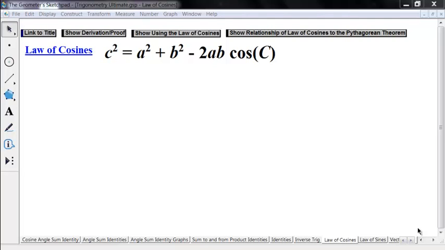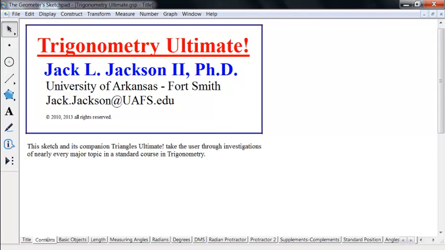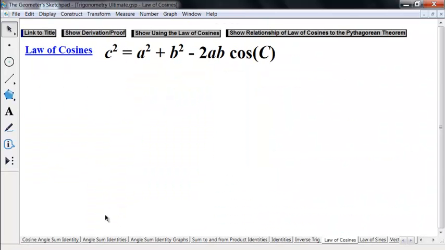Today we're going to be talking about the law of cosines. As usual, I'm using my Trigonometry Ultimate Sketch, and we're going to be using the law of cosines page. So here's the actual result we're going to prove, that c squared equals a squared plus b squared minus 2ab times cosine of angle C with our standard labeling.